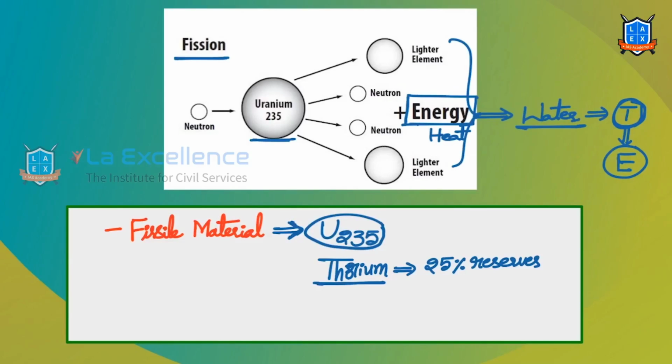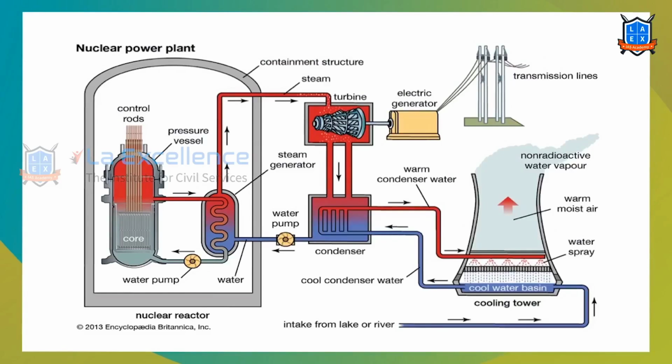And where does this happen? How does it happen? Let us understand. This is a typical nuclear power plant sectional diagram. Here, this is the nuclear reactor. The nuclear reactor's outer wall is built with concrete. So this is a containment structure built with concrete. Inside this we have the core. Core means here we place the nuclear material. All this uranium is placed in the form of rods.